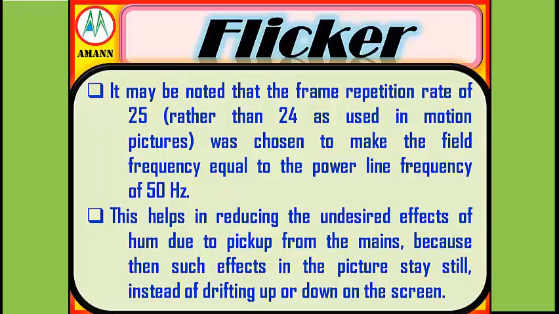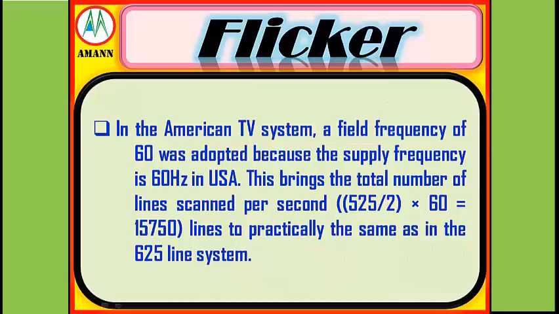It may be noted that the frame repetition rate of 25 rather than 24 as used in motion pictures was chosen to make the field frequency equal to the power line frequency at 50 Hz. This helps in reducing the undesired effects of hum due to pick up from the mains, because in such effects the picture stays still instead of drifting up or down on the screen.